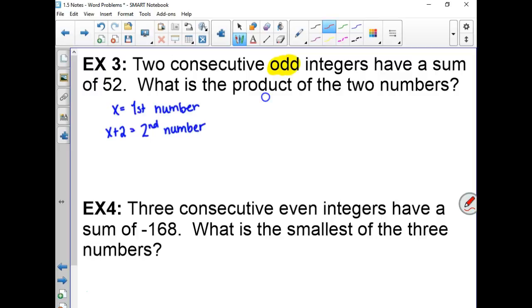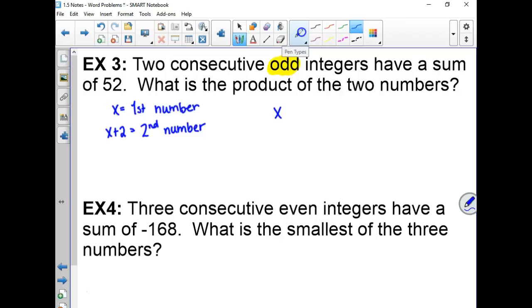So if you think about this, if 7 was my first integer, 7 plus 2 would give you 9. That would be the next consecutive odd integer. If 15 was my first odd integer, then if I added 2, 17. That'd be the next odd integer. So this will work. So we set up our equation now almost like we did the first 2.